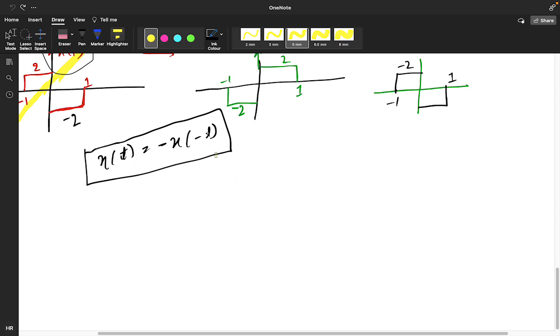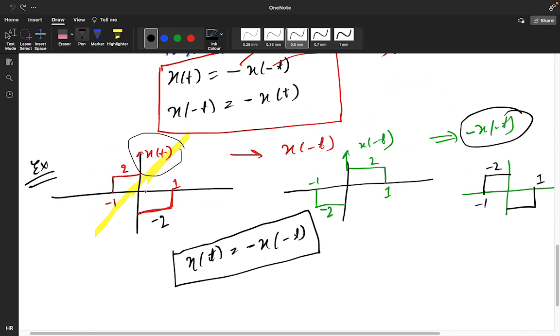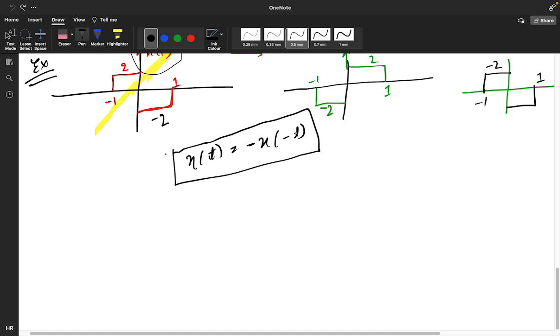Now always remember your odd signal will be 0 at 0 point. Okay, now you have a signal and tell me about this signal. I'm giving you second example. This is your second example.